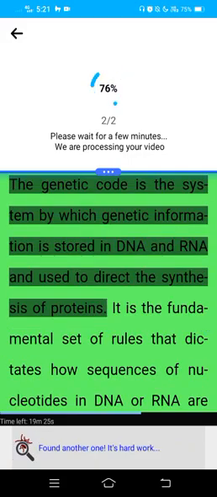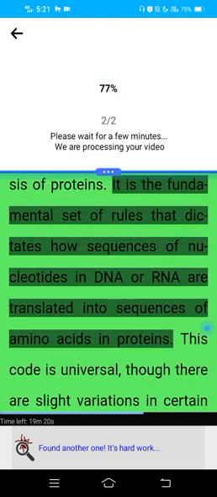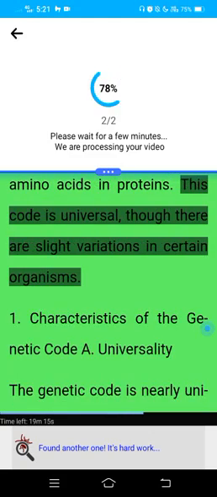The genetic code is the system by which genetic information is stored in DNA and RNA and used to direct the synthesis of proteins. It is a fundamental set of rules that dictates how sequences of nucleotides in DNA or RNA are translated into sequences of amino acids in proteins. This code is universal, though there are slight variations in certain organisms.